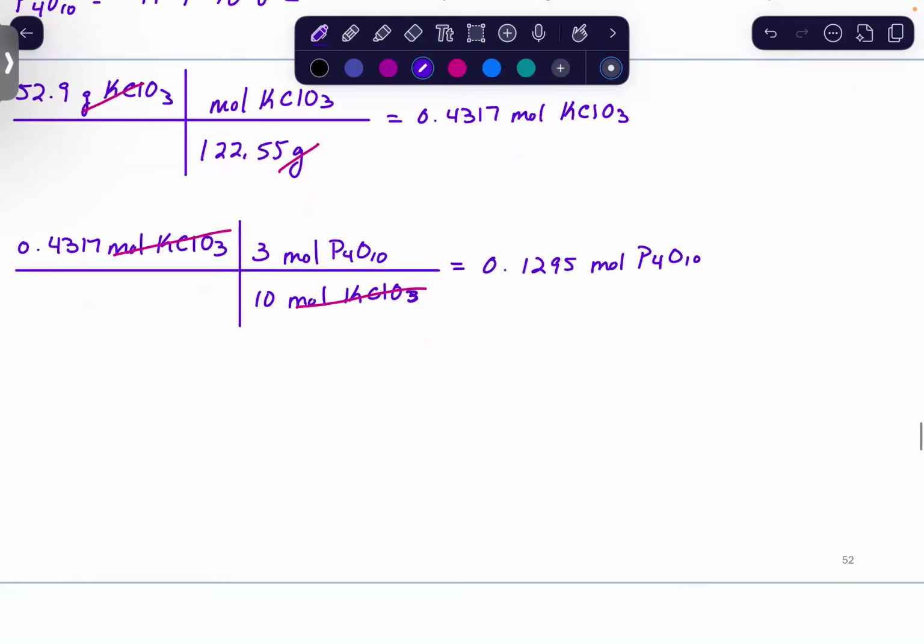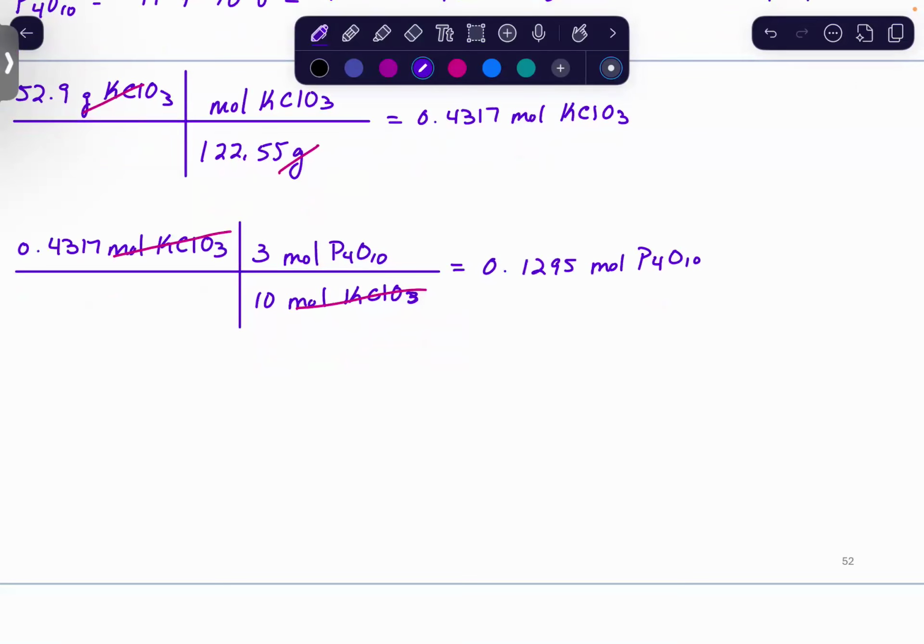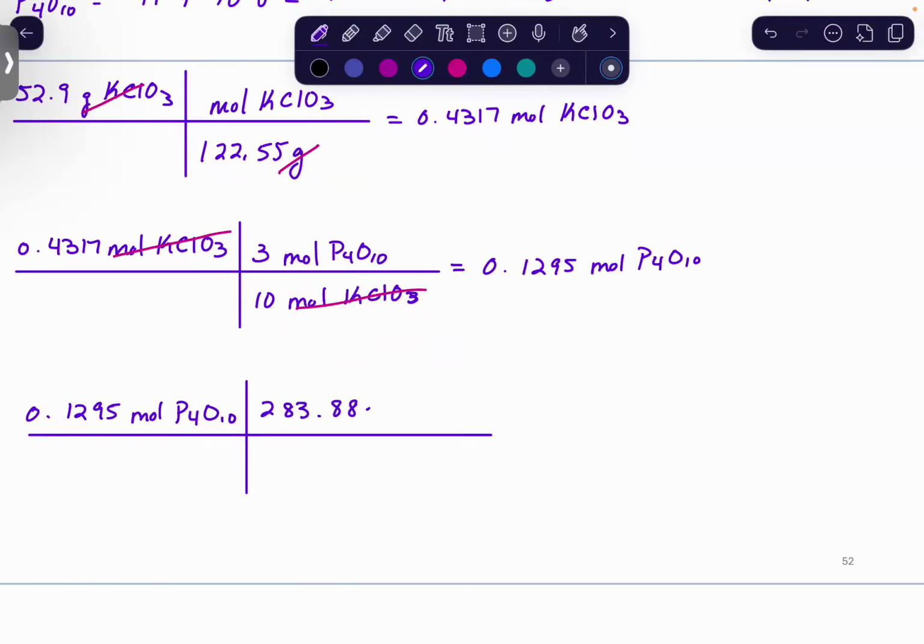P4O10. And then I can turn that into a mass, 0.1295 moles P4O10. And then, of course, I'm just going to multiply now by the molar mass, which is going to be 283.88 grams. So if you're going from grams to moles, you divide by the molar mass. If you're going from moles to grams, you multiply by the molar mass.